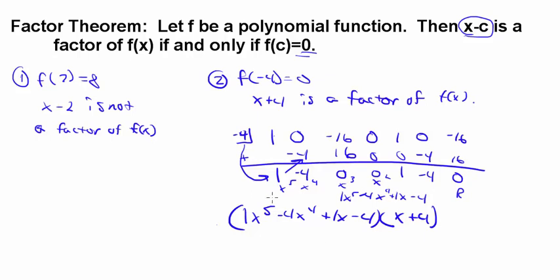Hopefully you understood that. Again, I started by asking myself, is it a factor? And you do that using the remainder theorem that we did earlier. And yes, it was. Then I took the binomial and I factored it out using synthetic division, and then I rewrote it, so that we have the new polynomial times that binomial.